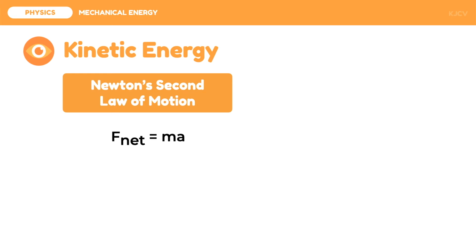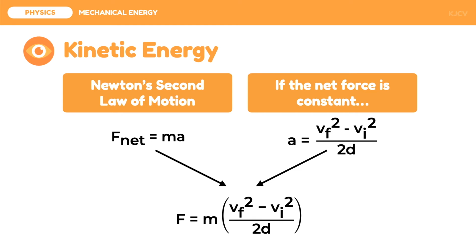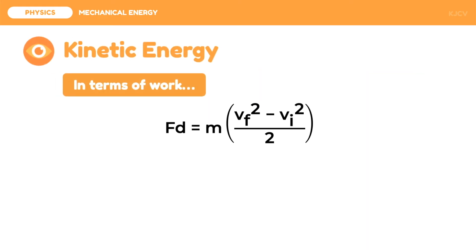If the net force is constant in the system, acceleration can be described as the final velocity squared minus initial velocity squared all over twice the displacement of the object. Substituting acceleration in Newton's second law of motion, we are going to have this expression. To see how the force exerted on an object allows work to happen, we can multiply both sides of the equation with the displacement. Thus, we have this formula.